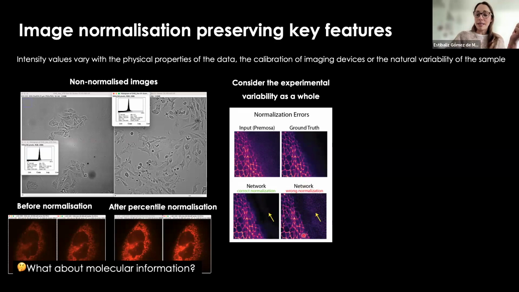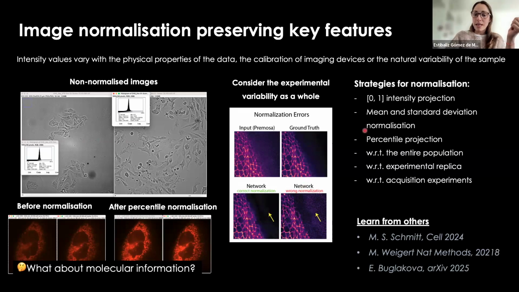So these kinds of normalizations are not as straightforward as just normalizing each patch in the networks. Some strategies you can use are the common ones, like 0-1 projection, mean and standard deviation, and percentile projection. But these should not be done patch-wise; you should always consider your entire population. Maybe you need to normalize against the entire tissue, the entire experimental replica, or the entire acquisition experiment. So you should always consider what your data is, what the source is, what is going to be analyzed in the future, and what variability your network will see.